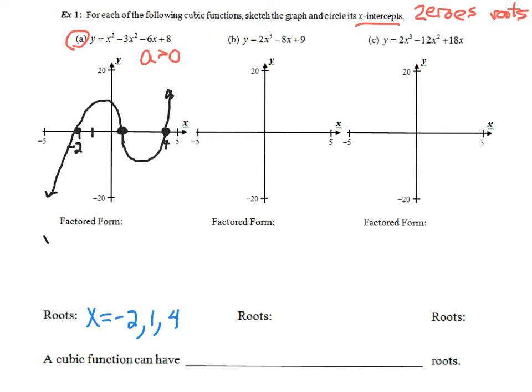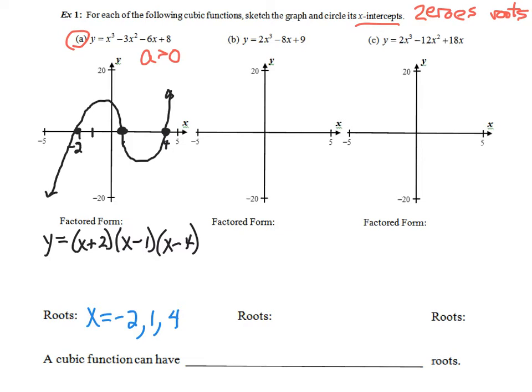So in factored form, my equation, because I had a root of -2, I had to have a factor of x plus 2. Because I had a root of +1, the factor had to be x minus 1. And because I had a root of 4, that tells me that in factored form I also had to have an x minus 4.